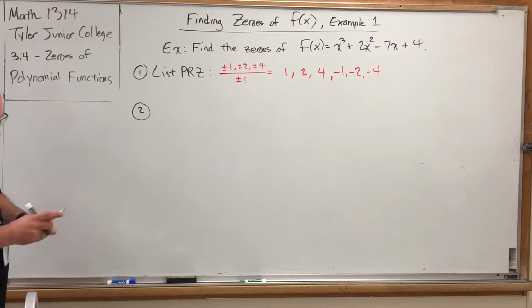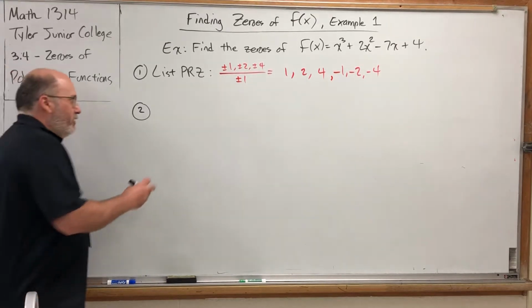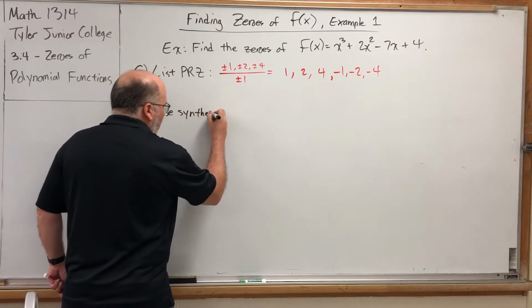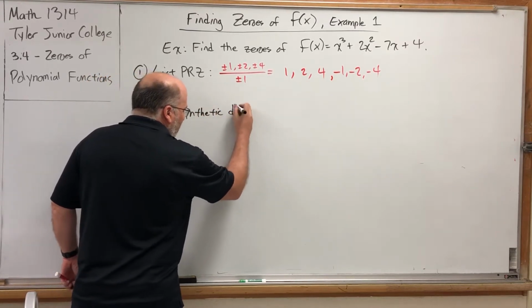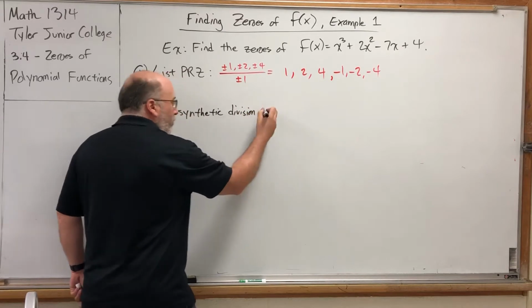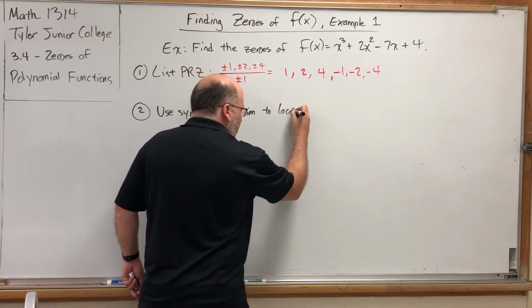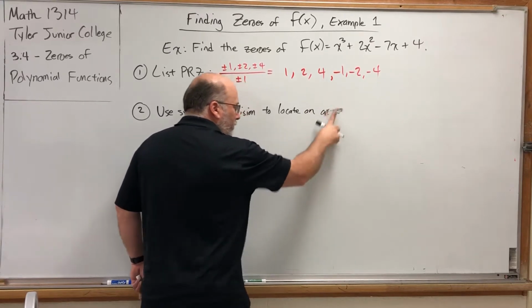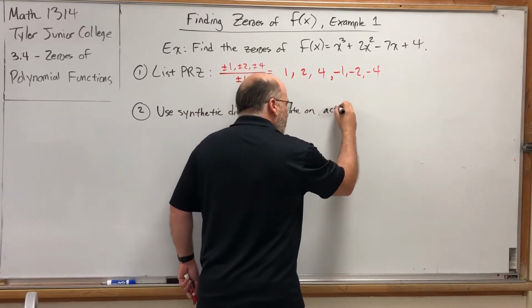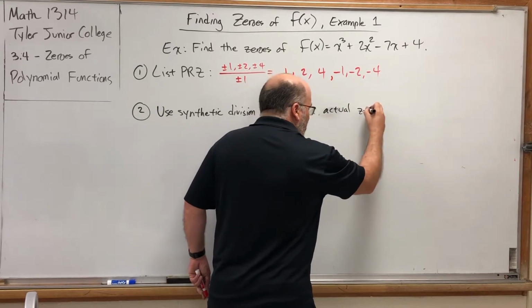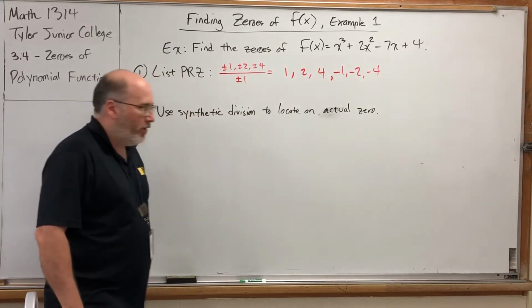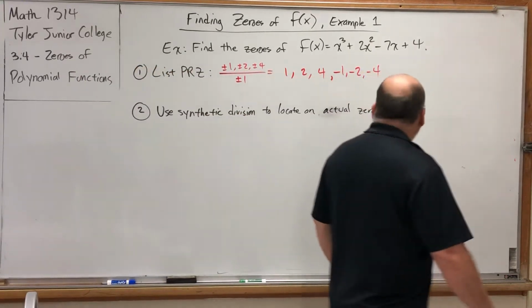If you're finding the zeros, your next step after listing the possible rational zeros is to use synthetic division to locate an actual zero. Because all we have now are numbers that could possibly be zeros.